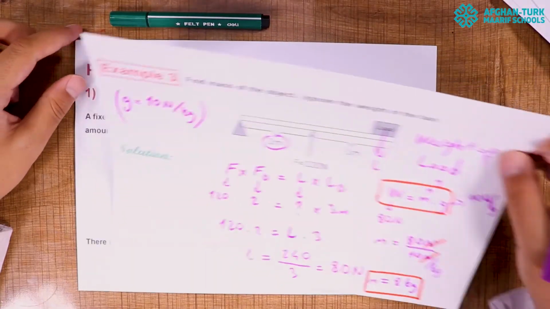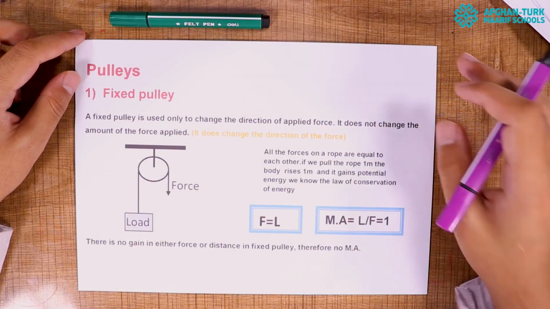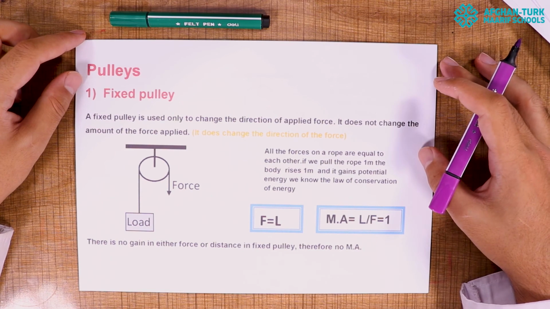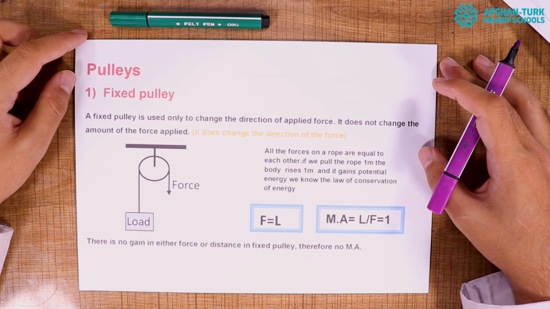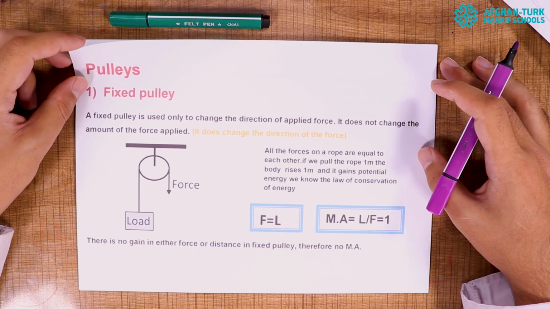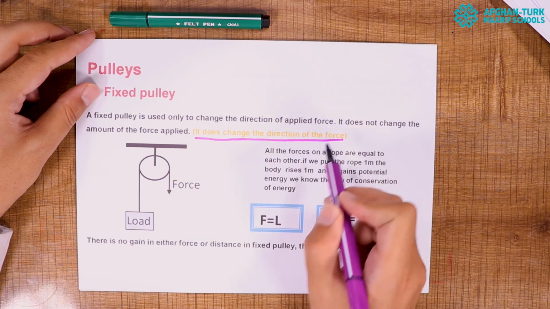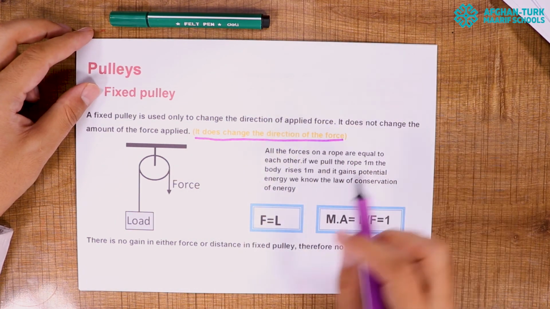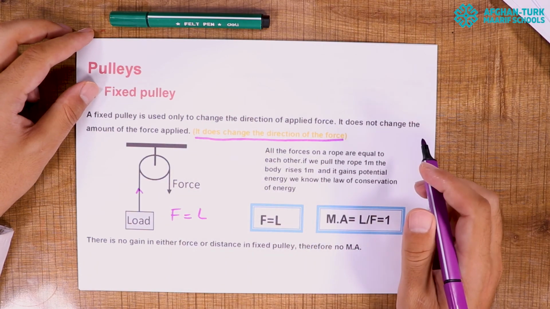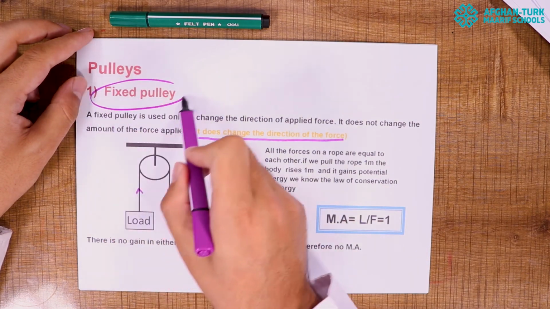Let's continue with the pulleys. There are two kinds of pulleys. The first one is the fixed pulley and the other one is the movable pulley. A fixed pulley does change the direction of the force. Nothing else. Force is equal to load here in fixed pulleys.